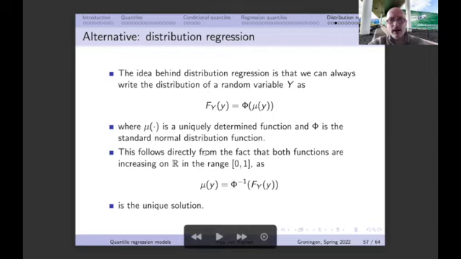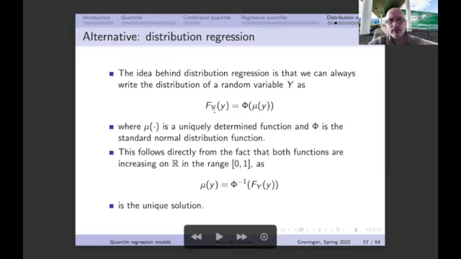But now let's look at the idea behind distribution regression. The main idea behind distribution regression is extremely simple. We should realize that at the moment that we have a particular random variable y, then of course that random variable always has a distribution function that we denote by F subscript Y, evaluated in this little y.